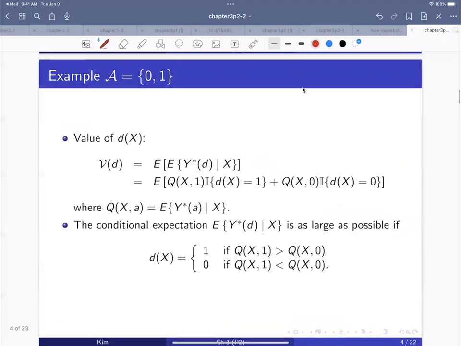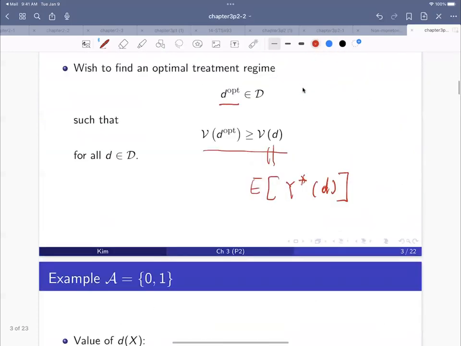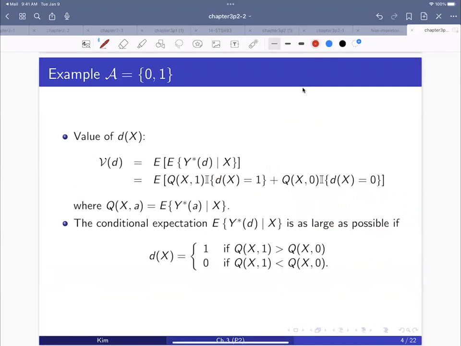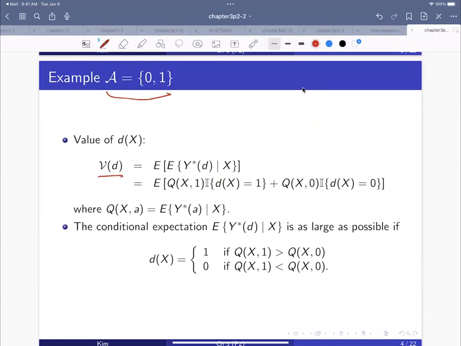Okay, and here's the second part. To discuss how to do that, we want to use a simple example. So now let's consider the 0 and 1 situation, a binary action situation. Then the value function, our value, is basically d(x) equal to 1, or d(x) equal to 0, and then the corresponding conditional expectation.